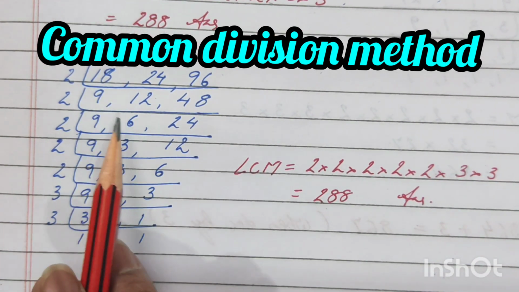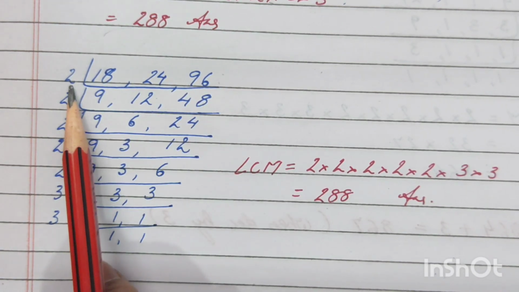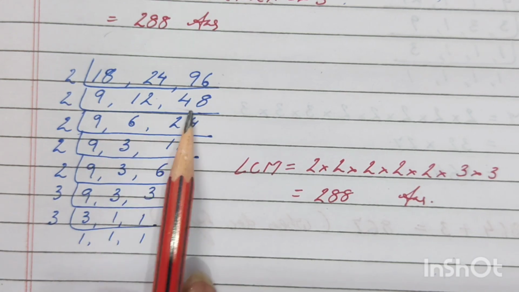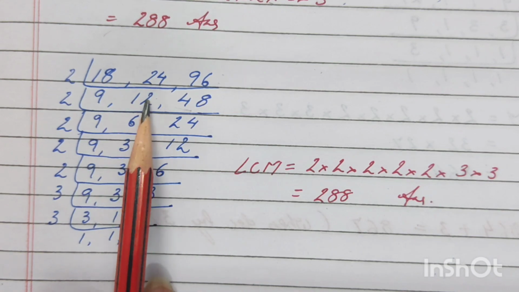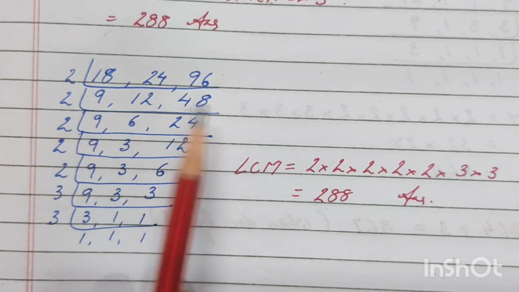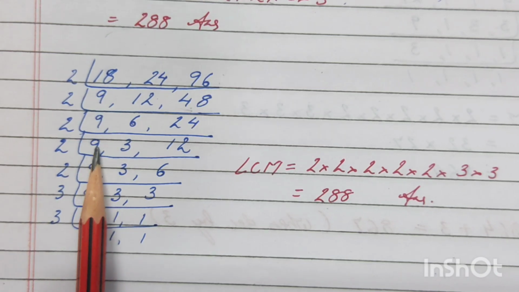In the common division method, children, you have to write all the numbers together and you have to do the small division as we do for factorization. So that is what I have done. 2 will divide 18 9 times, 2 will divide 24 12 times and 2 will divide 96 48 times. Again with 2 you go on dividing. Now 2 will not divide 9, children, so I am writing 9 like this only.